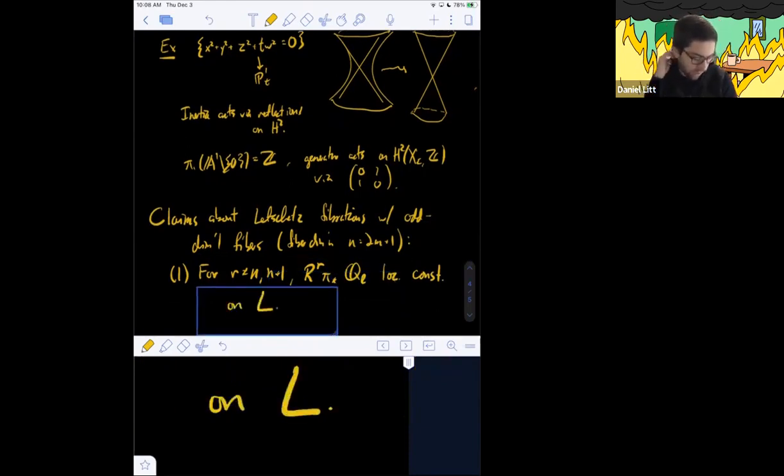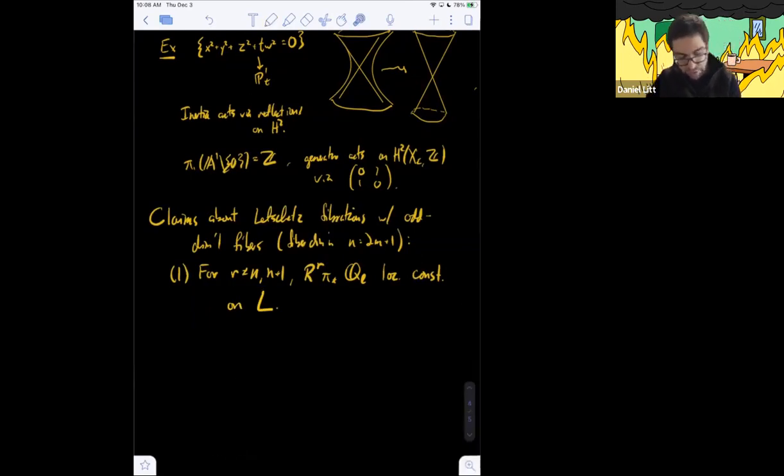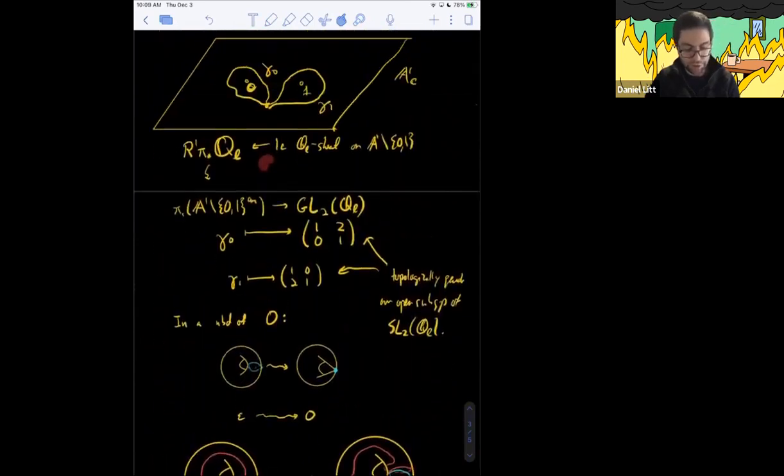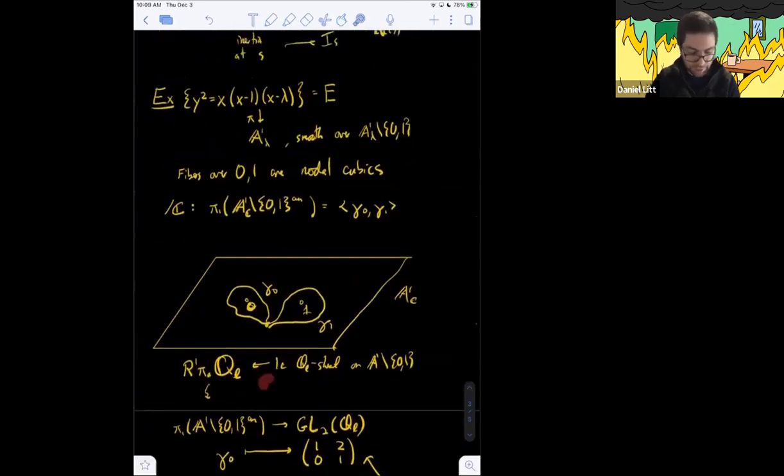Okay, so let's look at our example. When n is 1, this is saying for r not equal to 1 or 2, this is locally constant, and it need not be locally constant for r equal to 1 or 2. So that's just r is 0, and in our example, if you take the push forward, R^0 pi lower star of QL, you just get the constant sheaf QL because all of these fibers are geometrically connected.